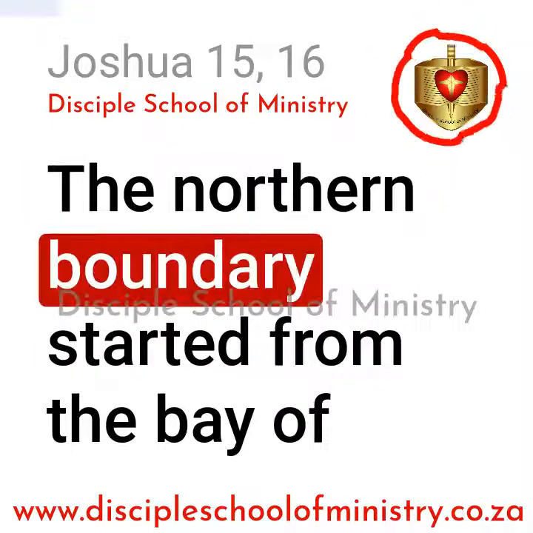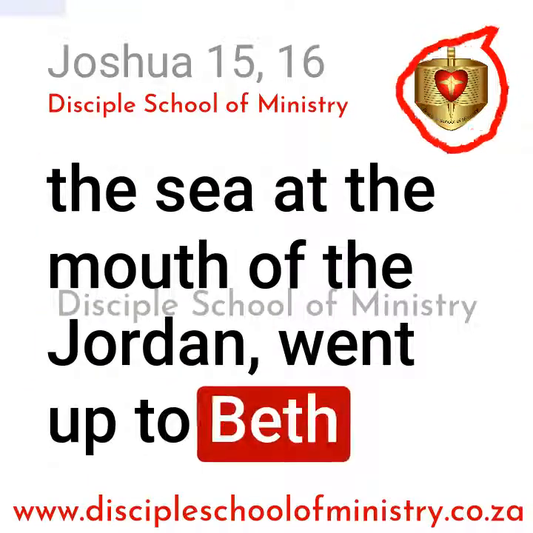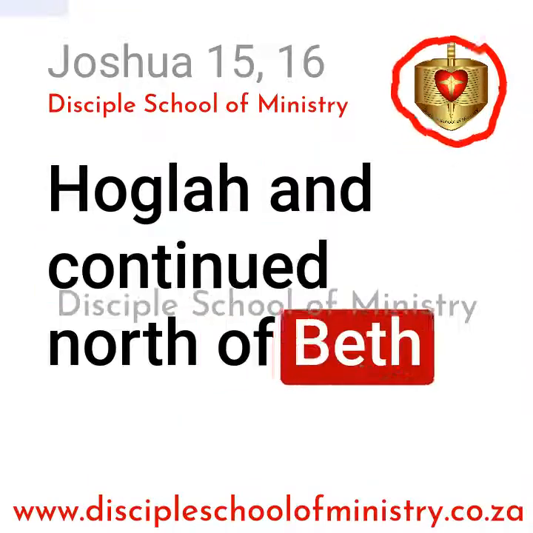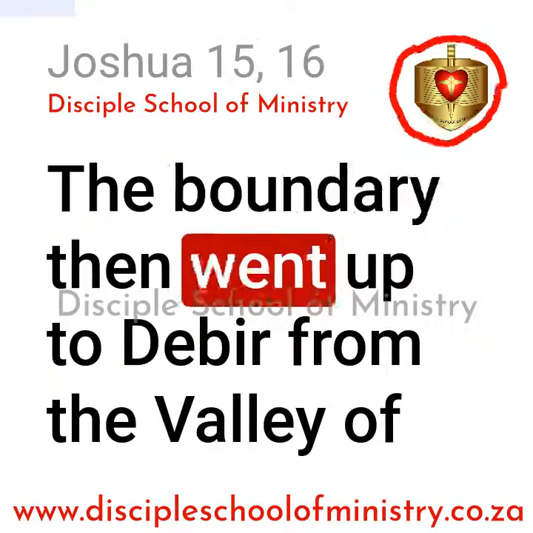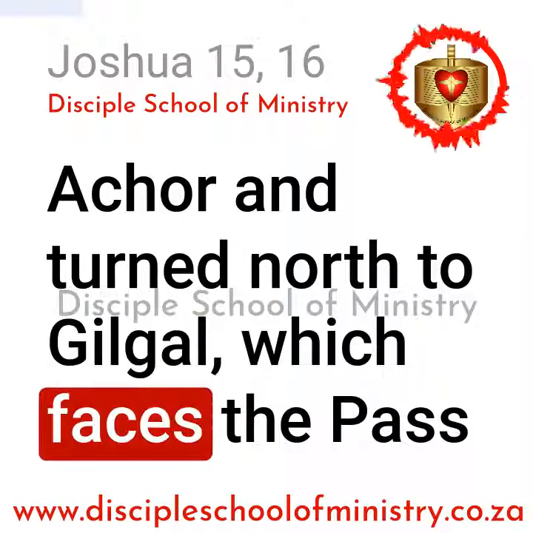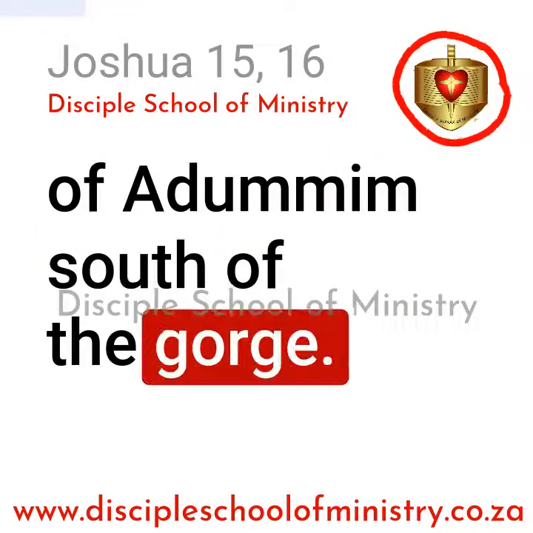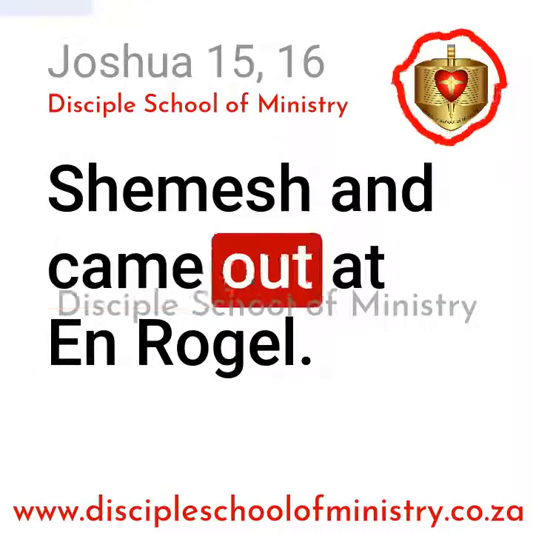The northern boundary started from the Bay of the Sea at the mouth of the Jordan, went up to Beth Hogla and continued north of Beth Araba to the stone of Bohan son of Reuben. The boundary then went up to Debir from the valley of Achor and turned north to Gilgal, which faces the pass of Adamim south of the gorge. It continued along to the waters of En-Shemesh and came out at En-Rogel.